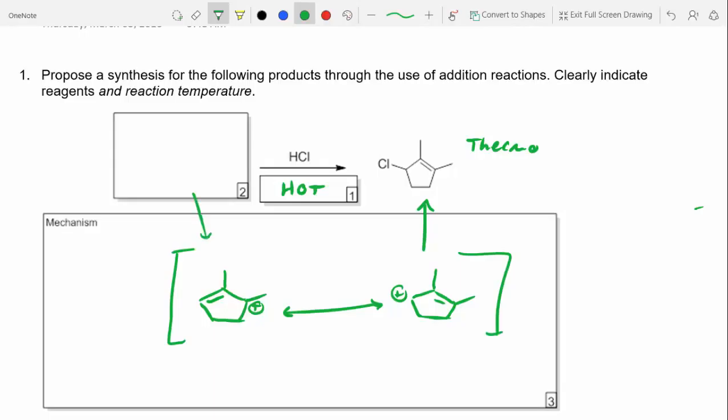So now the question becomes, if we have HCl, what would our precursor be for this intermediate? Yeah, a double bond, right? So if we draw this, we would have a double bond right here. Then I'm going to fill in our gaps for the mechanism. We've got HCl. This double bond will attack this proton, kick off our chlorine. We get this highly resonance-stabilized carbocation. And then this chloride can add into this carbocation center and give us our thermodynamic product.